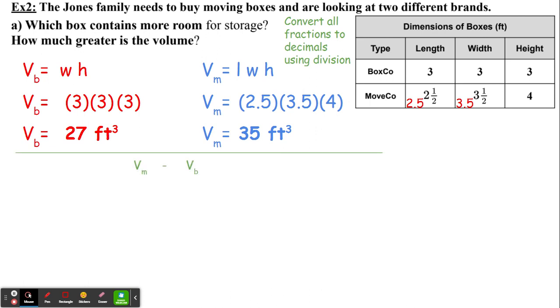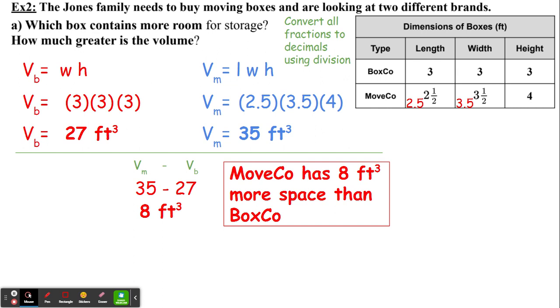Okay, what's the difference between them? Because how much greater is the volume? So if you do 35 minus 27, you get 8 cubic feet. So MoveCo has 8 more cubic feet than Boxco boxes.